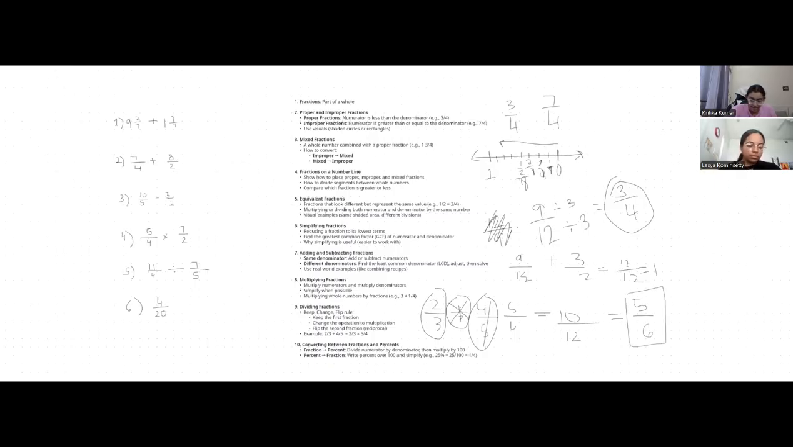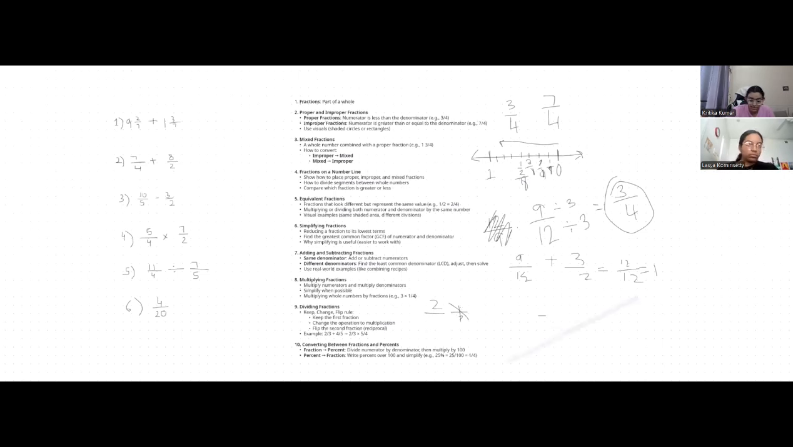Now going into converting fractions into percents. If you ever have to convert a fraction into a percent, all you have to do is divide the numerator by the denominator and then multiply by 100. And if you're trying to go from a percent to a fraction, all you have to do is write the percent over 100, and then simplify. So for example, if we had something like 1 over 4, let me erase all of this so I can have some more space to write.